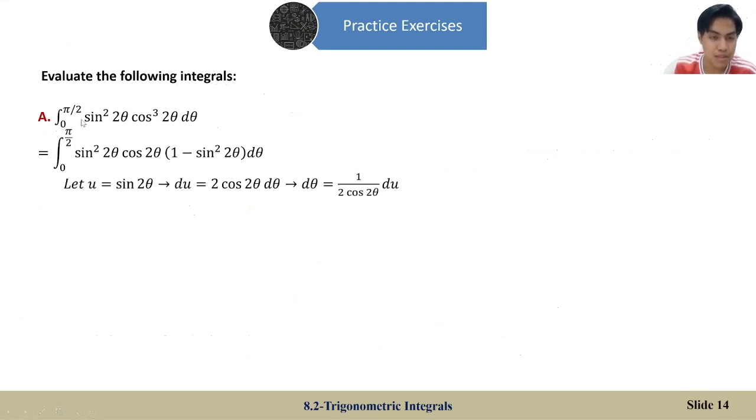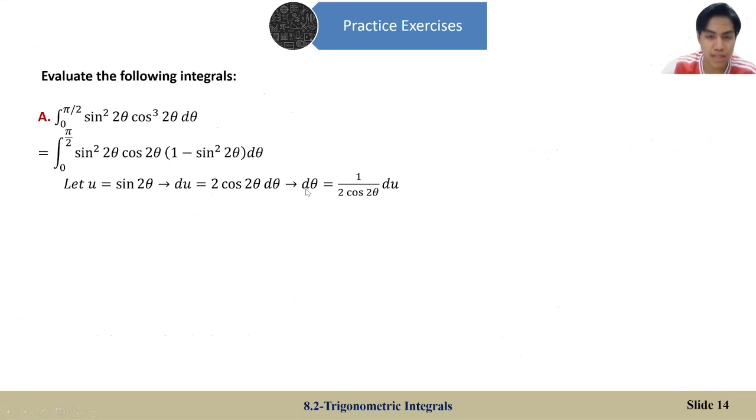This time, we can recall from the last slide, when cosine is odd, we keep one factor of cosine and we transform cosine squared 2 theta to 1 minus sine squared 2 theta. Then we can let u equal sine 2 theta so that our derivative du will be equal to 2 cosine 2 theta d theta. From then, we manipulate for d theta. We will get 1 over 2 cosine 2 theta du.